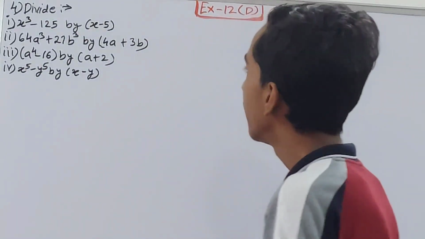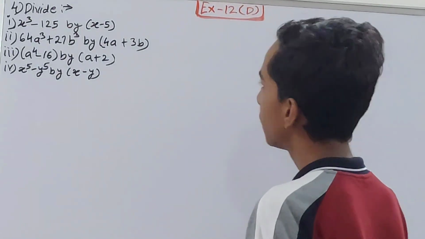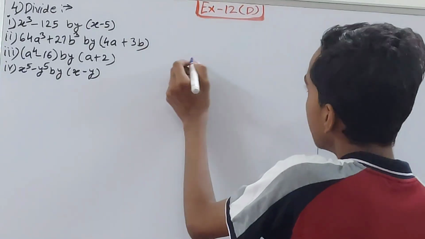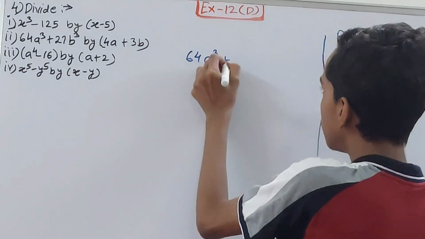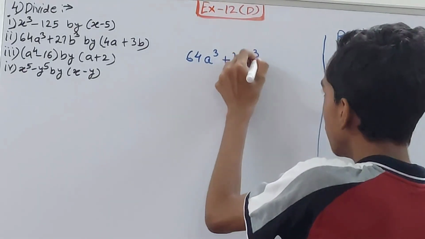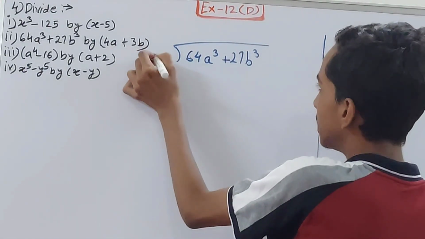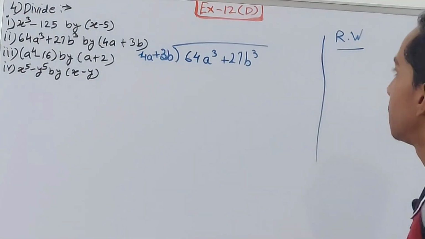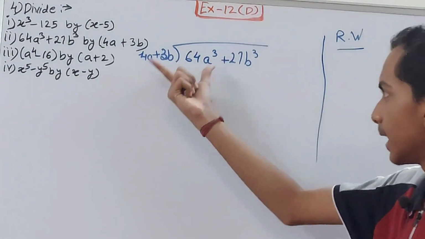Now see the next part. You have 64a cube plus 27b cube divided by 4a plus 3b. So what should you do in this case? This is your question: 64a cube plus 27b cube divided by 4a plus 3b.